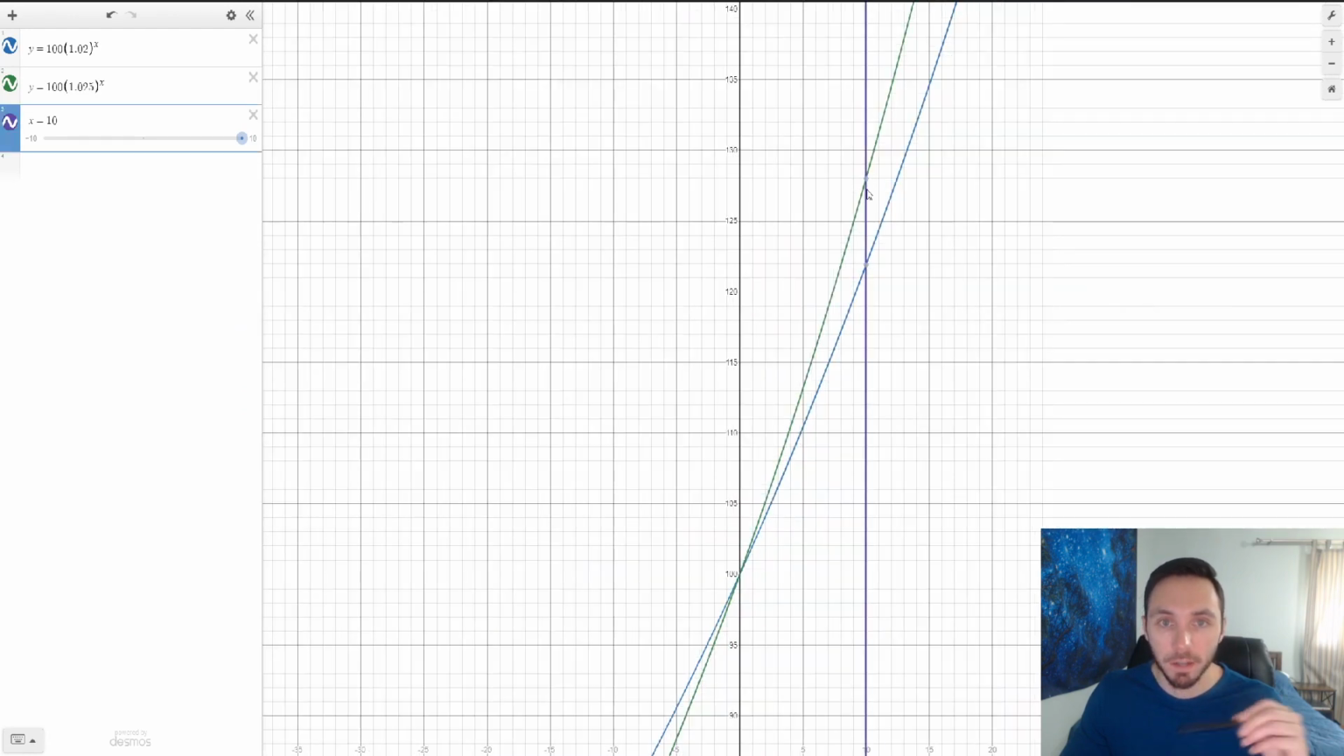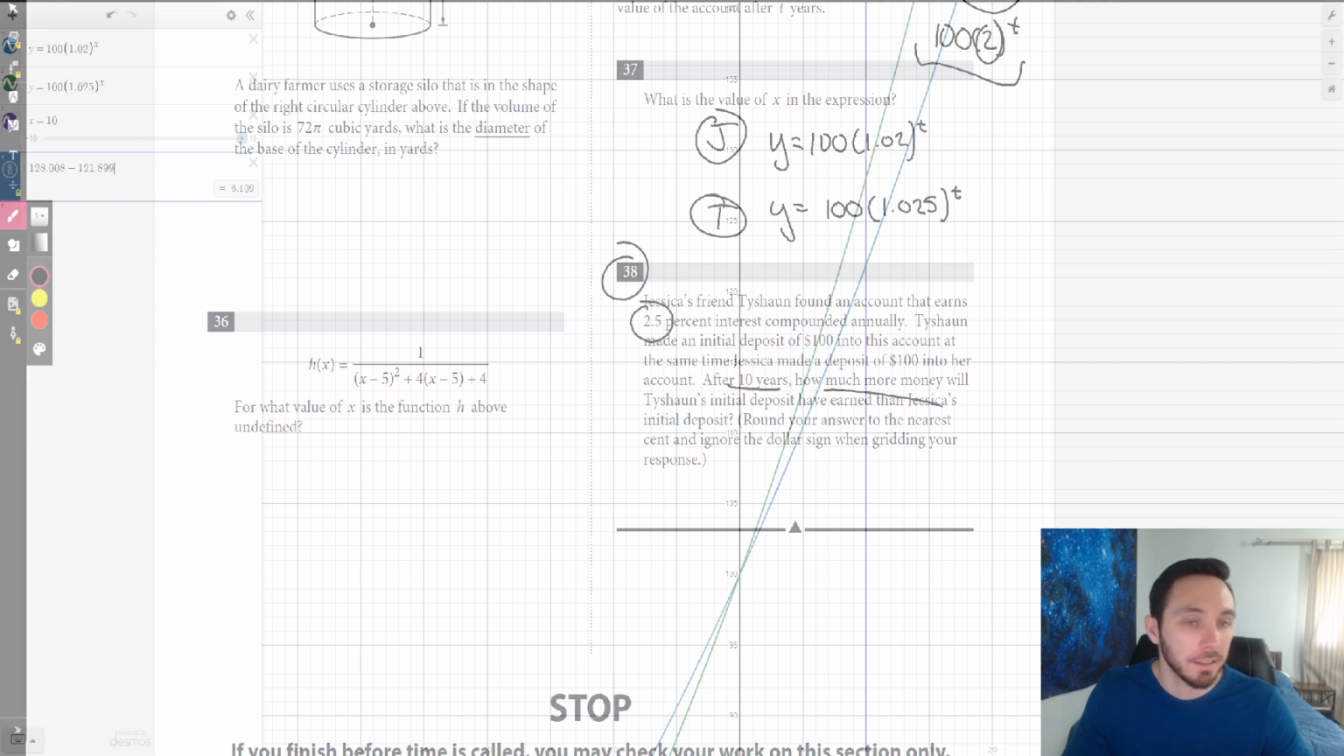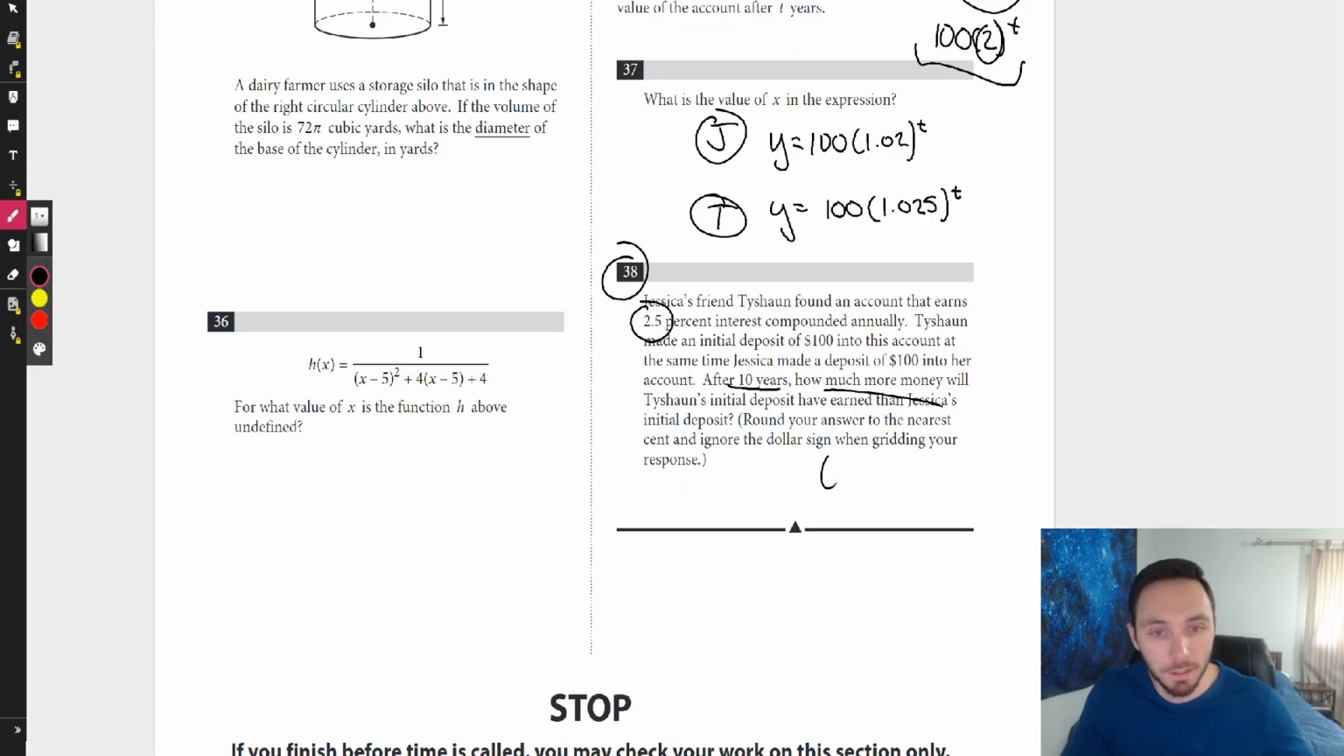After 10 years, Tayshawn is at, so I'm looking for the points of intersection, $128 and like a penny-ish. So I'm going to be careful because SAT is very particular with rounding. So I'm going to write down that whole value, and I'm going to subtract off how much Jessica has, which is 121.899. I get an answer of 6.109, knowing that this rounds up to a penny, right? So $6.11 is my answer for this one, 6.11.